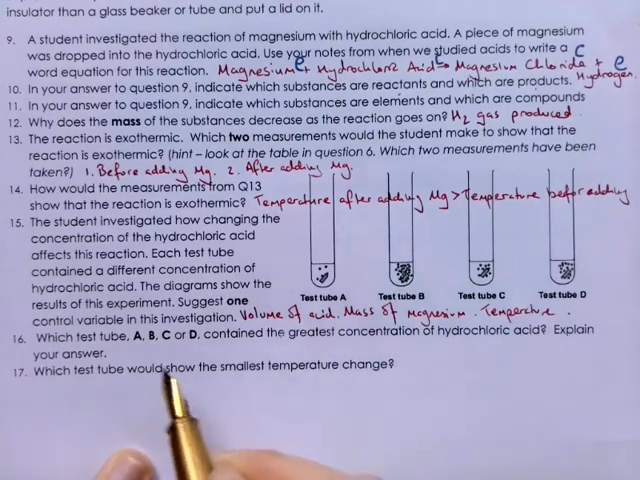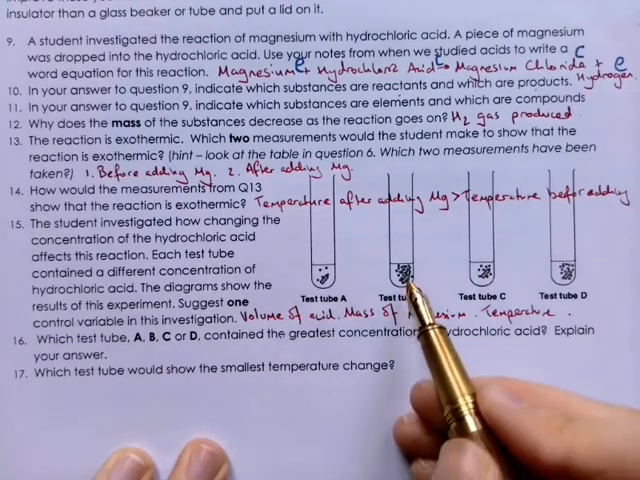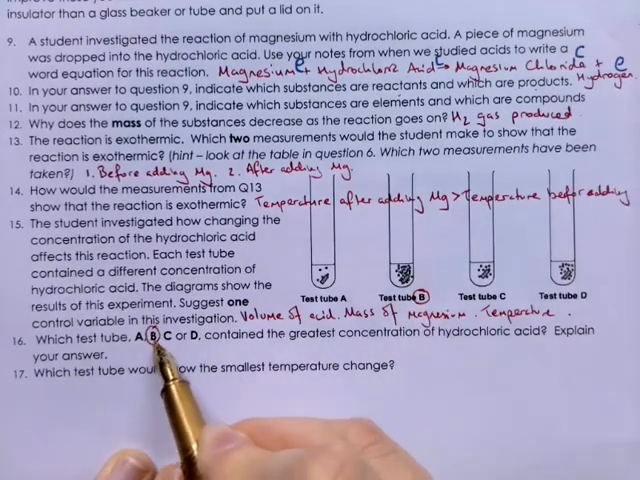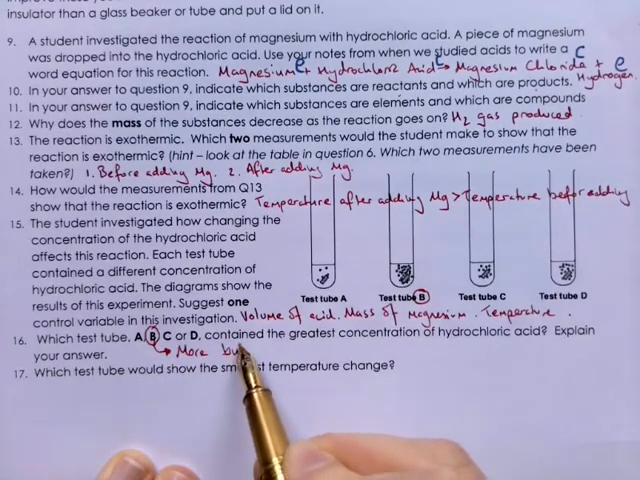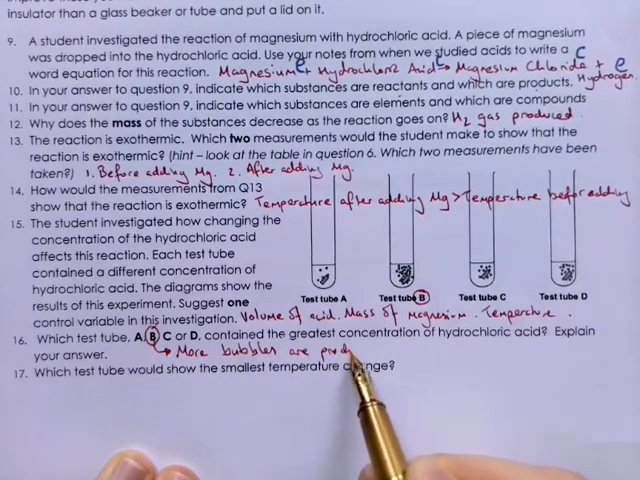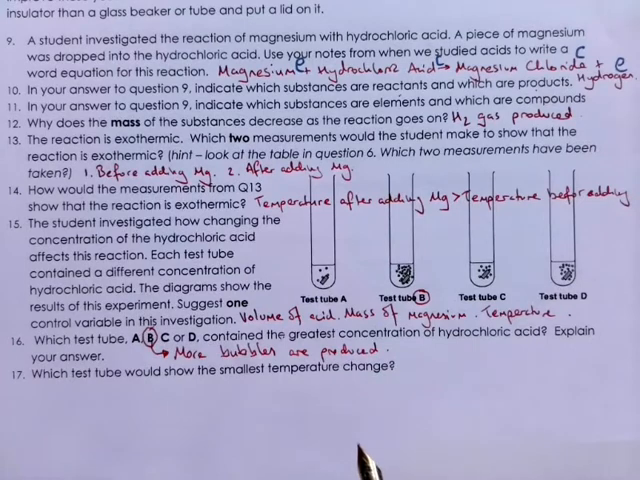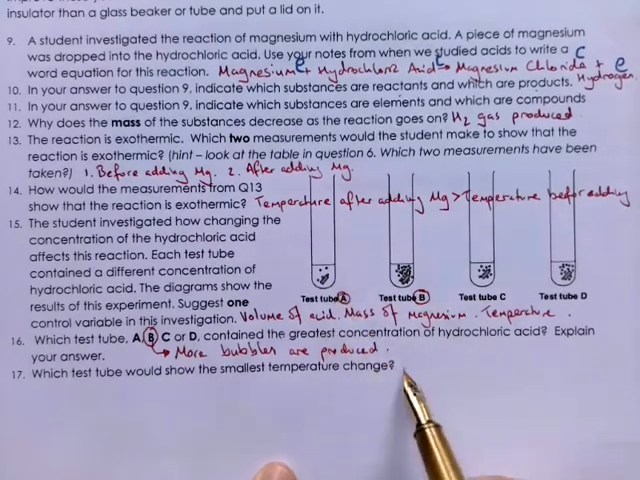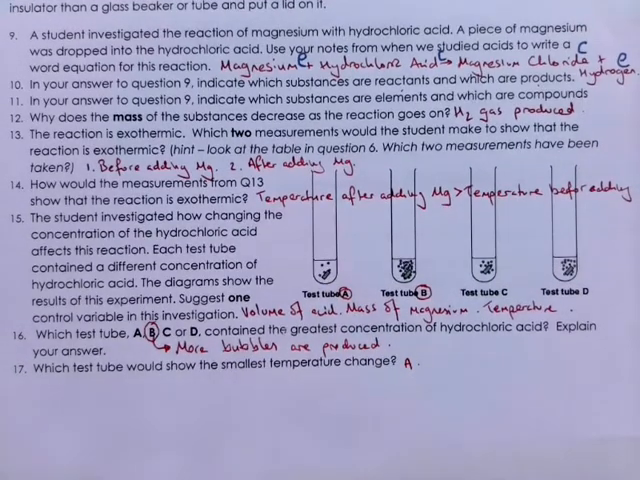Which test tube A, B, C, or D contain the greatest concentration of hydrochloric acid? Okay, test tube B, because more bubbles are produced. Which test tube would show the smallest temperature change? You would expect that to be A, because there's not much reaction in A, so you wouldn't expect a very big temperature change.